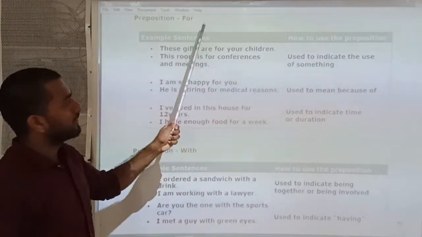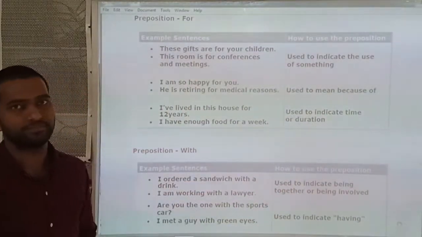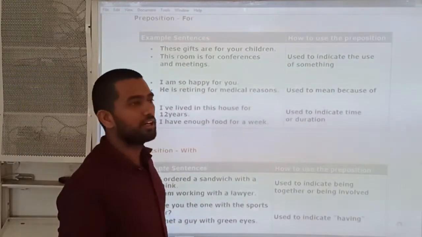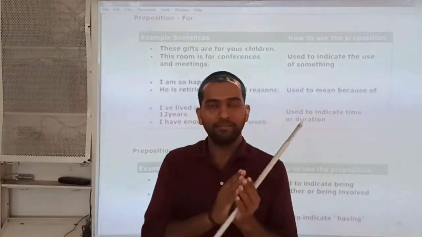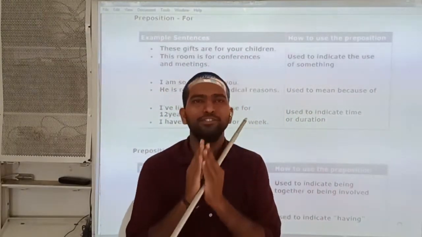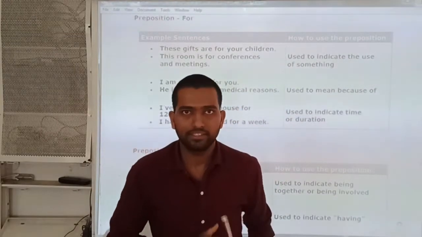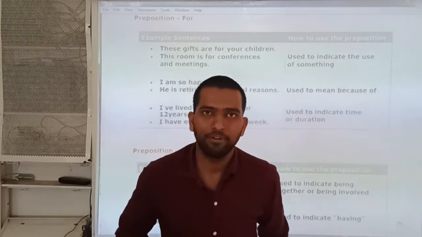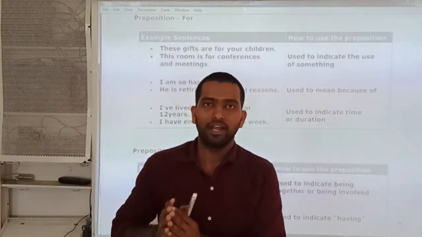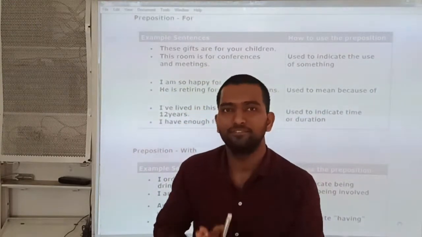Next, last use, for is also used to indicate time or duration. Listen carefully before explaining this point. There is one more point which is very important for the preposition for. See, for is used mostly in perfect continuous type of sentences. And for is used for a duration of time or period of time.